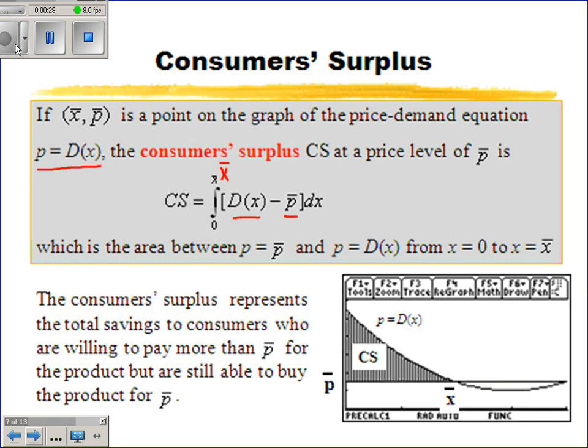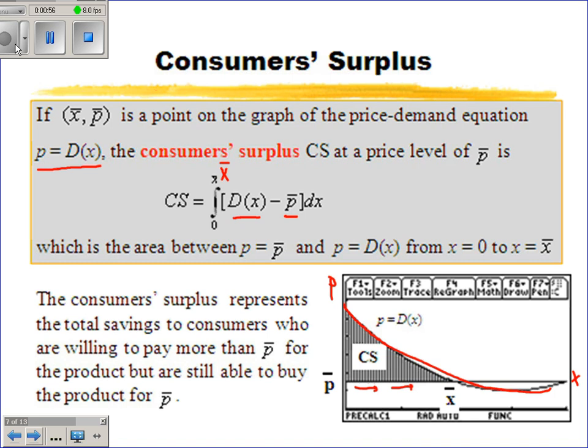Now, if you graph that price-demand equation, here's the graph. Notice the x-axis is the demand, x, and the y-axis is your price. Notice as the x gets larger here, the price is falling. It's getting smaller. So that's what's happening with the price-demand: the higher the demand, the smaller the price will go.